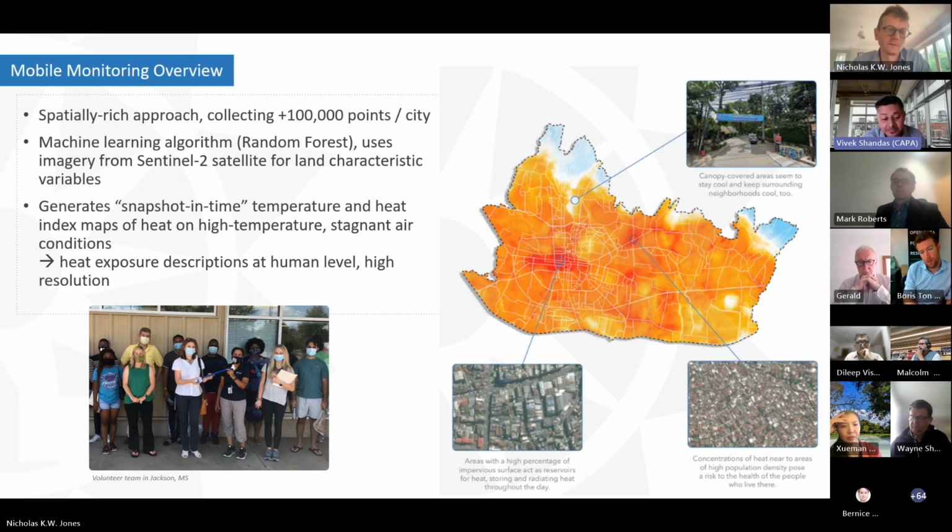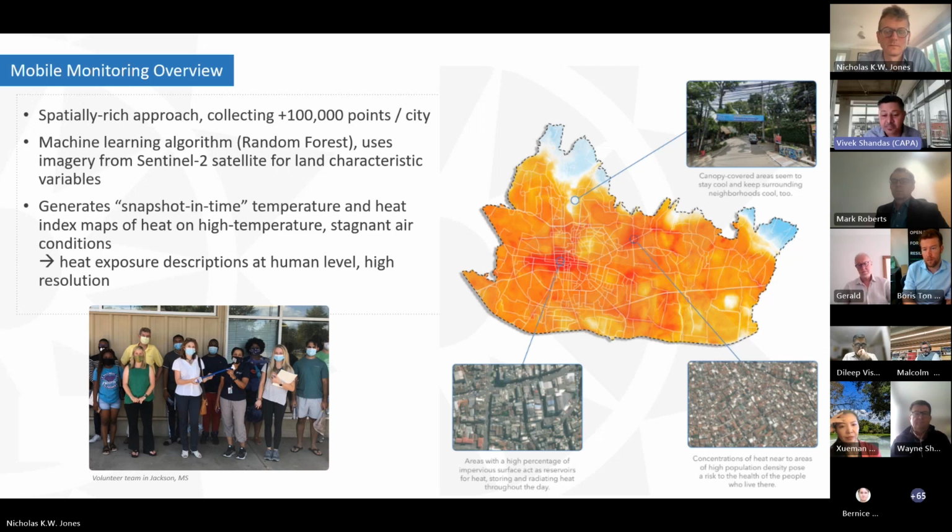Part of what we saw is now a developed, systematic methodology where the idea is to instrument community members who we work with with research grade equipment that's low cost and highly resolved, where we're able to collect over 100,000 points in a specific location. We clean those data and move into a series of analytics where we draw in satellite data as well as land characteristics to generate what we call a snapshot in time temperature map.